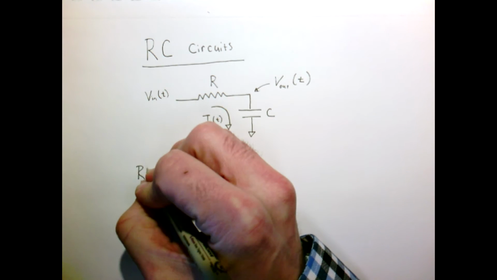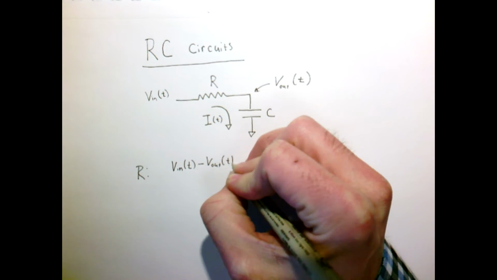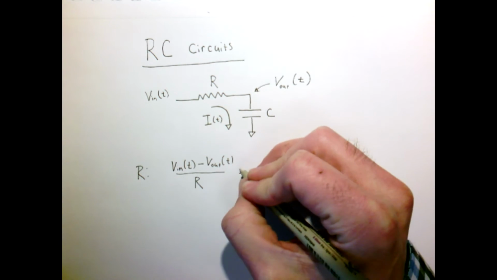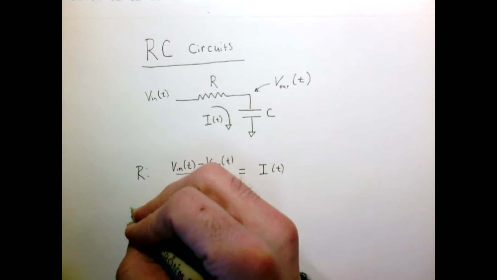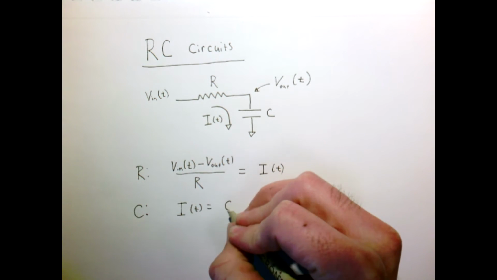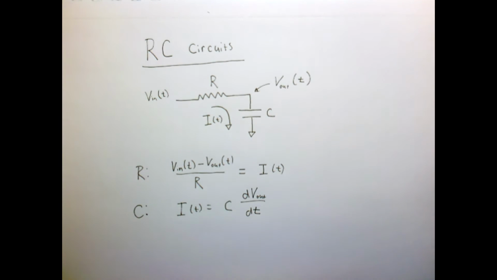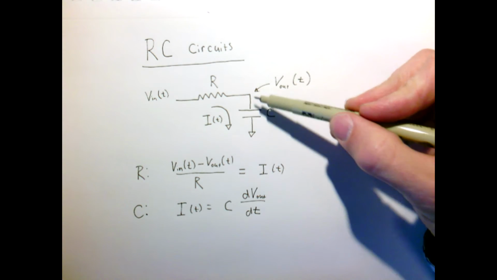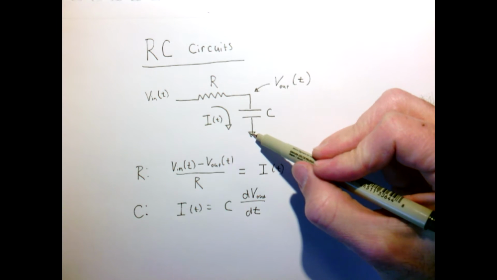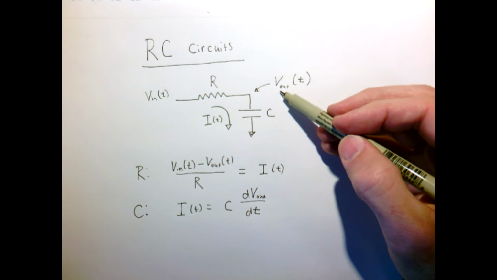So for the resistor, we have Ohm's law, V equals IR, or the voltage across the resistor divided by the resistance is equal to the current. And we have our law for the capacitor that says that the current flowing through the capacitor is equal to the capacitance times the time derivative of the voltage. Now remember, what we really mean is the voltage across the capacitor, but since I have this end of the capacitor plugged into ground, our zero reference, it's just the voltage V out at this point.